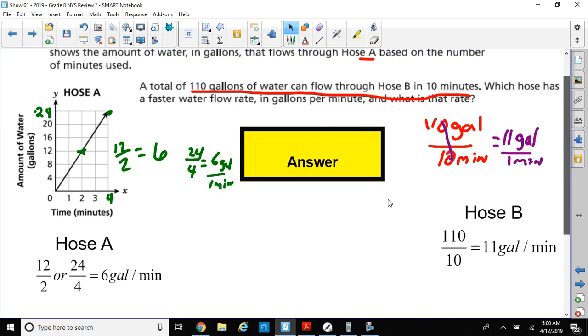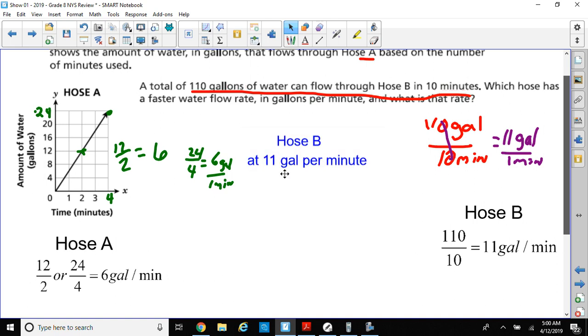So they want to know which one is faster. Okay, well, which is faster? That would be 11 gallons every 1 minute, because it's more gallons filling up the water tank than the 6 gallons. So I'm going to vote for hose B at 11 gallons per minute.